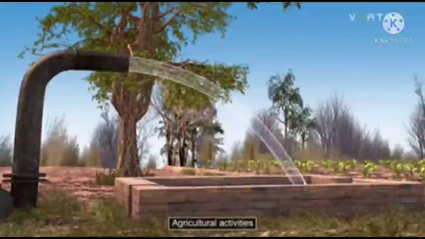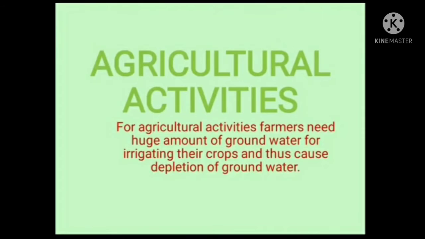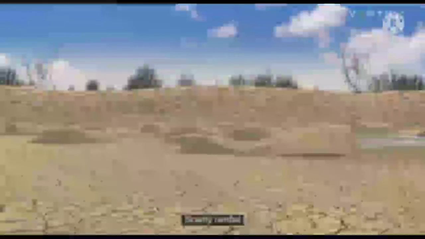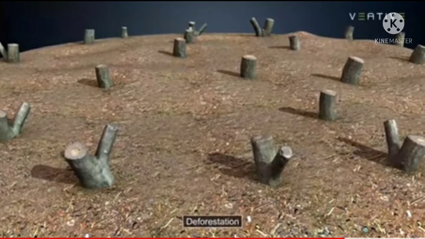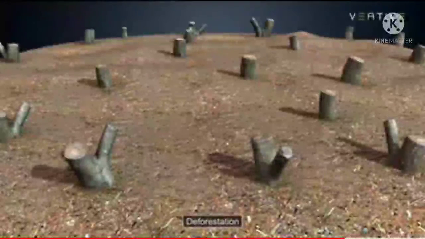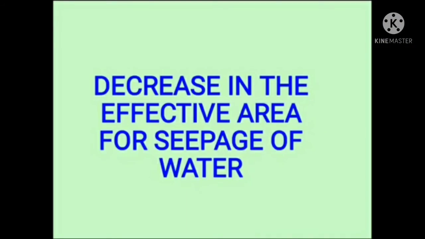Another factor is agricultural activities. For agricultural activities, farmers need a huge amount of groundwater for irrigating their crops and thus cause depletion of groundwater. The next factor for water depletion is scanty rainfall. Less rainfall also causes less seepage of rainwater. Deforestation is a main factor for the depletion of the water table. Decrease in the effective area for seepage of water is also an important factor for the depletion of the water table.